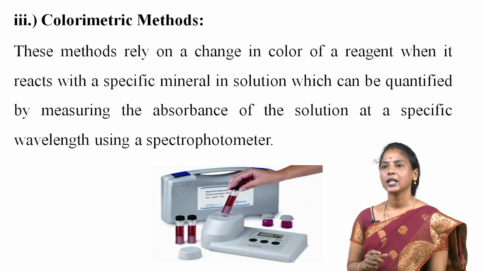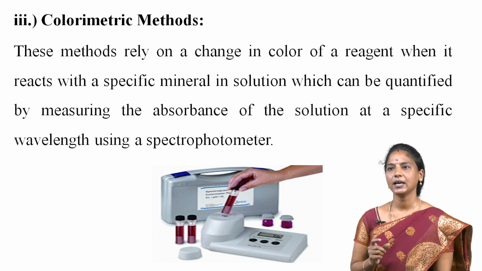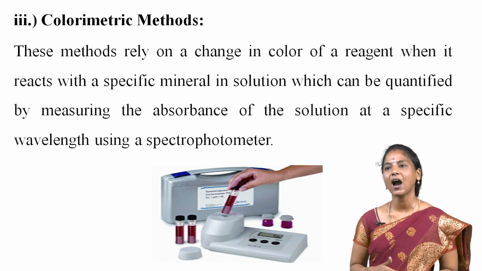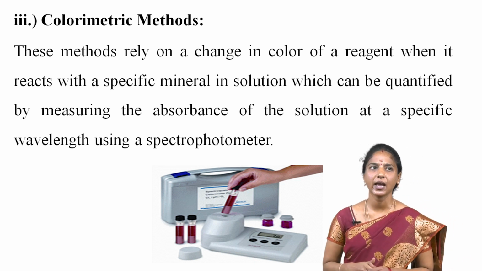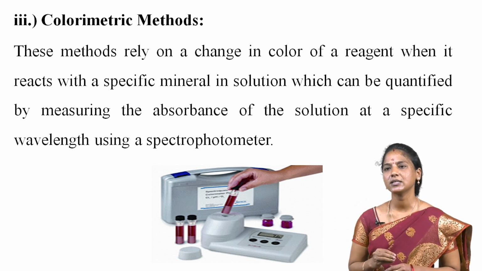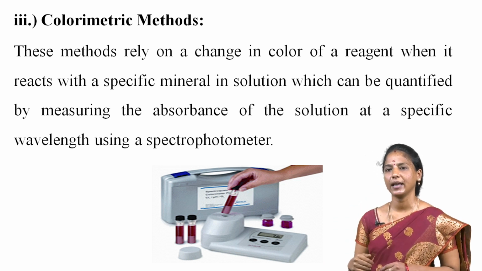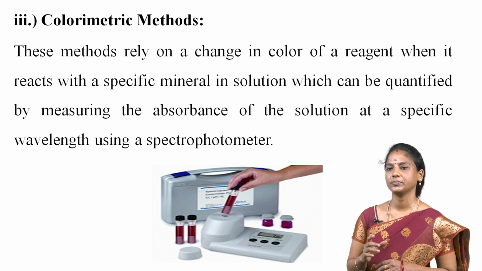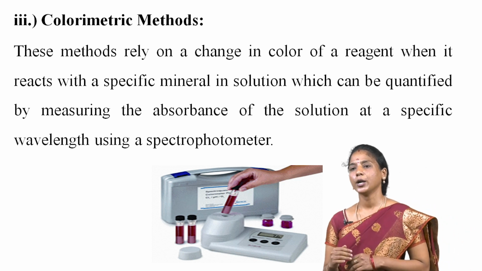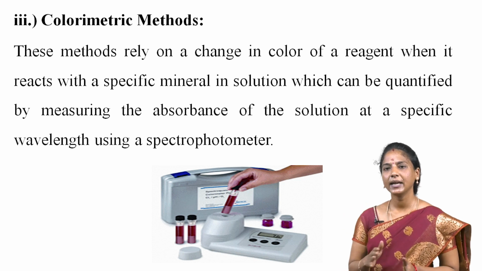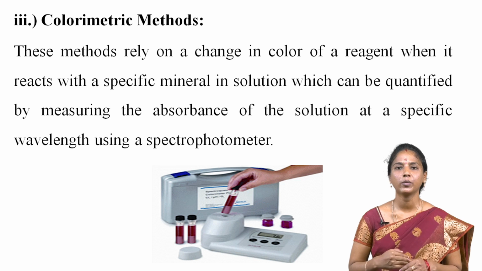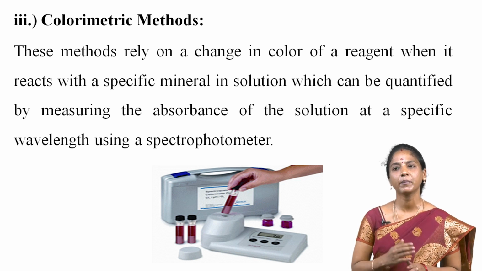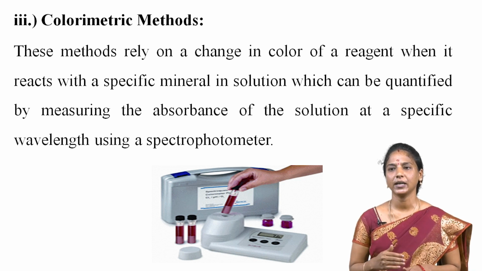For example, the phosphorus content of a sample can be determined by adding the ammonium molybdate reagent to the sample, which forms a colored complex. It is yellow orange. The phosphorus can be quantified by measuring the absorption of the solution at 420 nanometers and comparing with the calibration curve. Different reagents are also available for colorimetric determination of the concentration of other minerals.